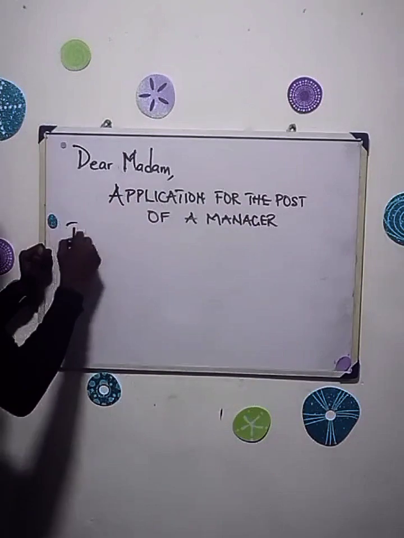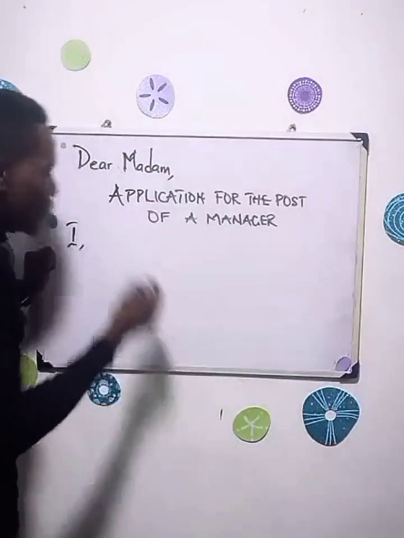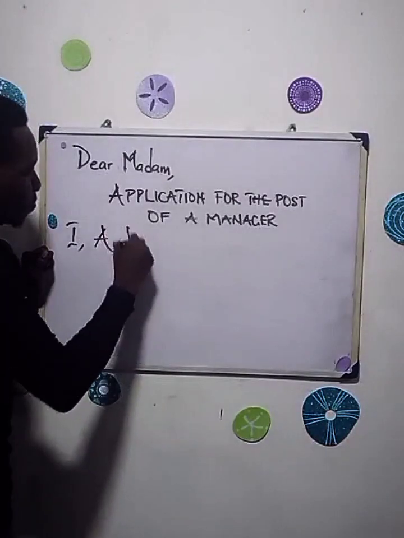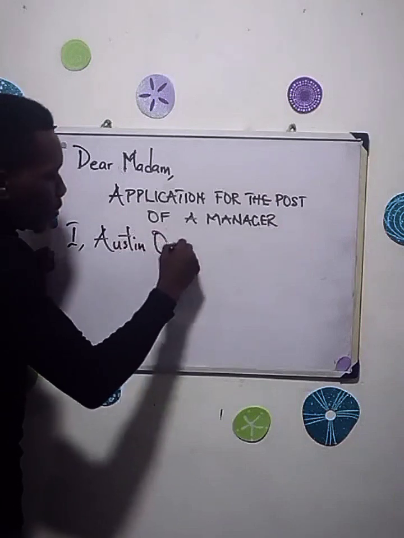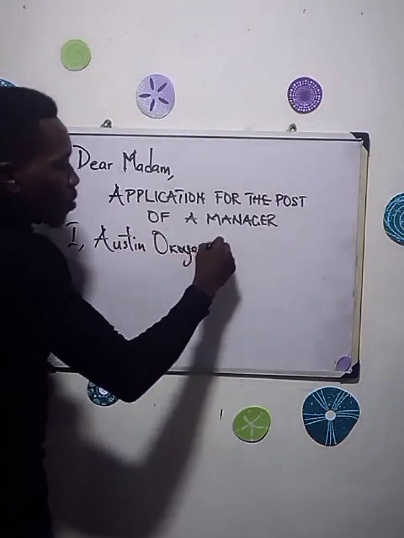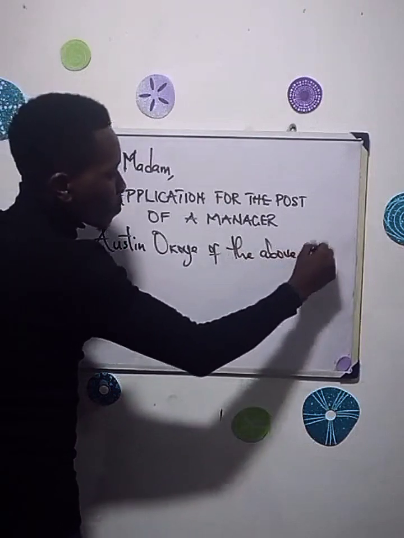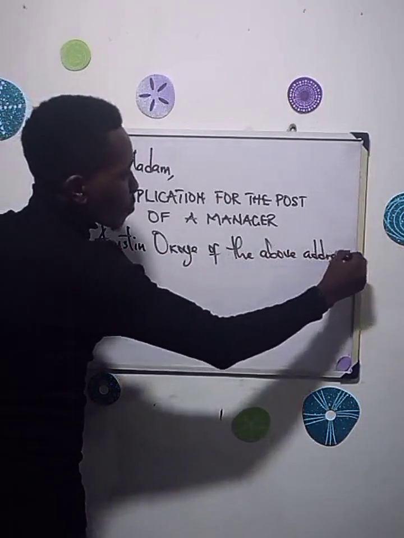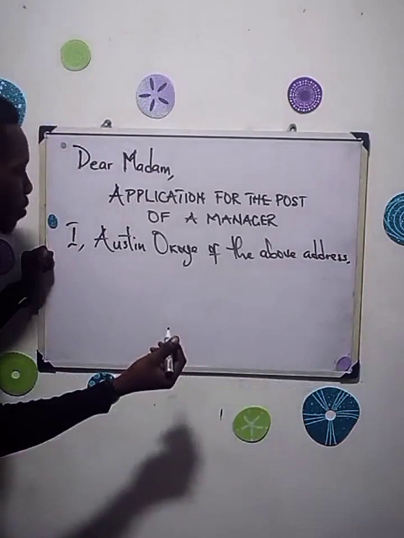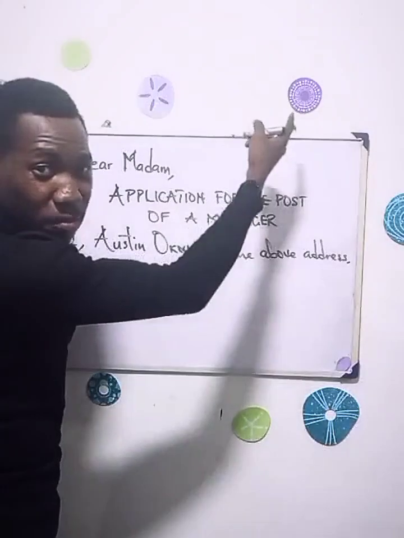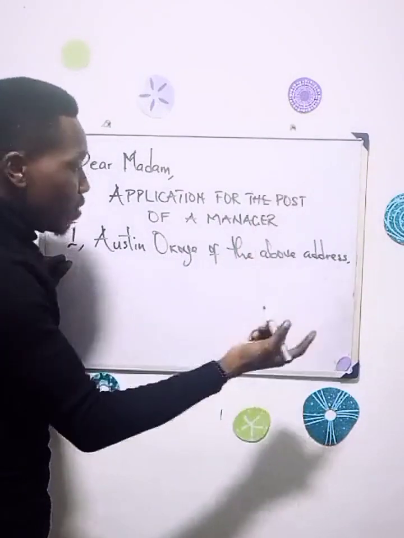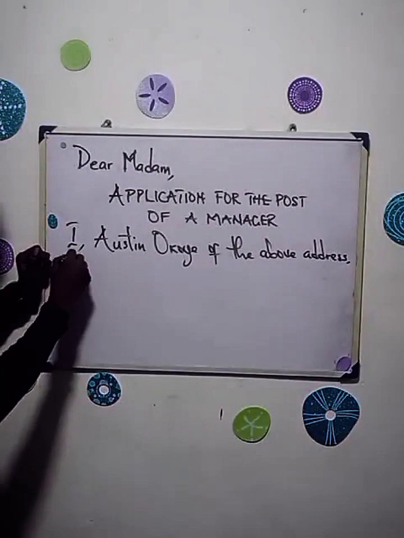Say, what's my name now? Austin Okoye, of the above address. My address is already written up. That's why I said of the above address, right? Right.